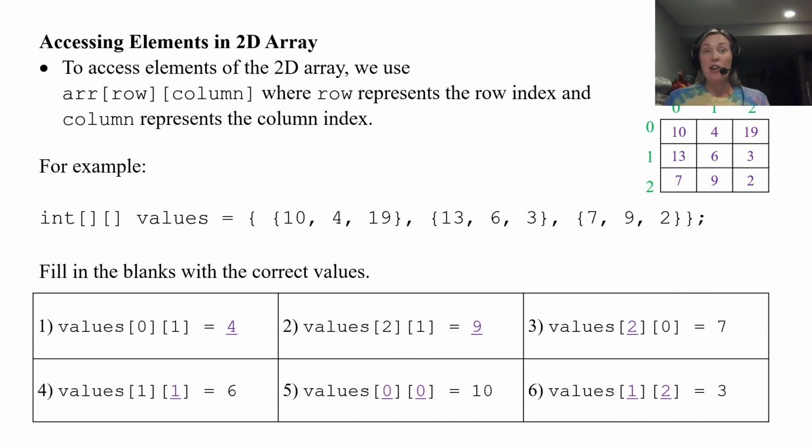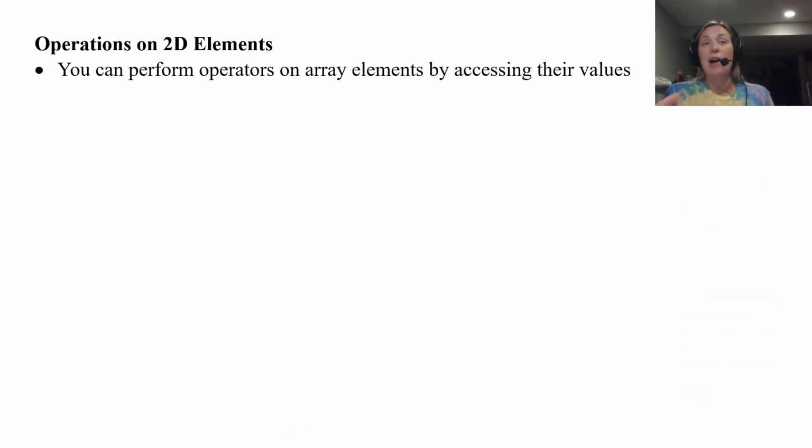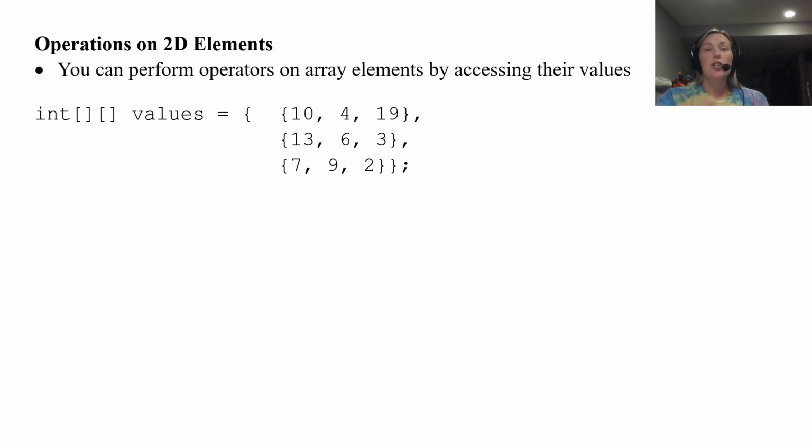So that's how we access all of these different elements in a 2D array. Now, you can perform operations on any of those array elements just by accessing those values like we did. So here I have another view of what you might see, whether it's on the AP exam or just coding in general. Remember that white space doesn't matter in Java programming. So sometimes what you'll see with two-dimensional arrays is they'll actually code it on a couple different lines to give it more of a visual look to the two-dimensional array.